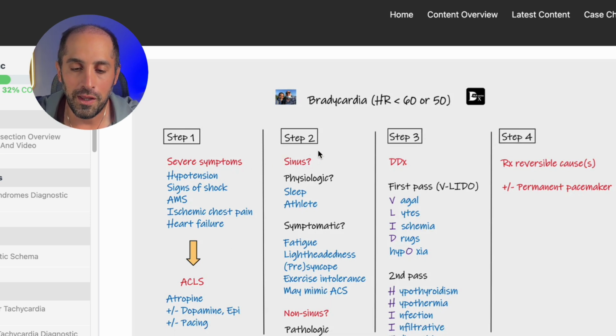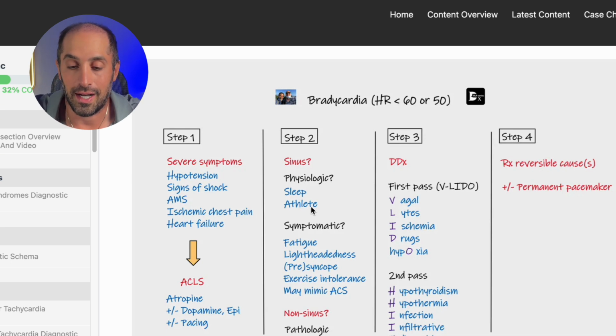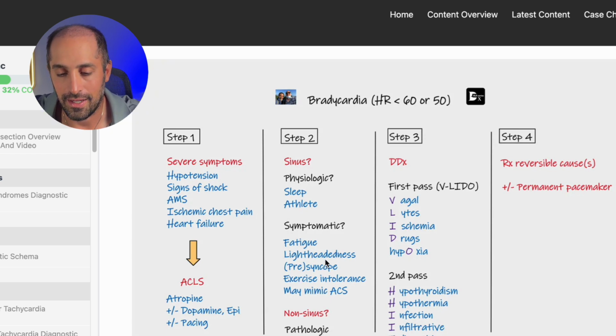In step 2, you really want to ask the question, is it sinus? March out those P waves, march out the QRS, look at their relationship to one another, or is it non-sinus? Because if it's non-sinus, it's always pathologic. But if it's sinus, it could be physiologic, someone sleeping, or an athlete who becomes so efficient at pumping blood that they don't need a high heart rate. Or is it non-physiologic? And oftentimes, if the patient is symptomatic, that's your sign that it's non-physiologic, like our patient who had fatigue and lightheadedness.